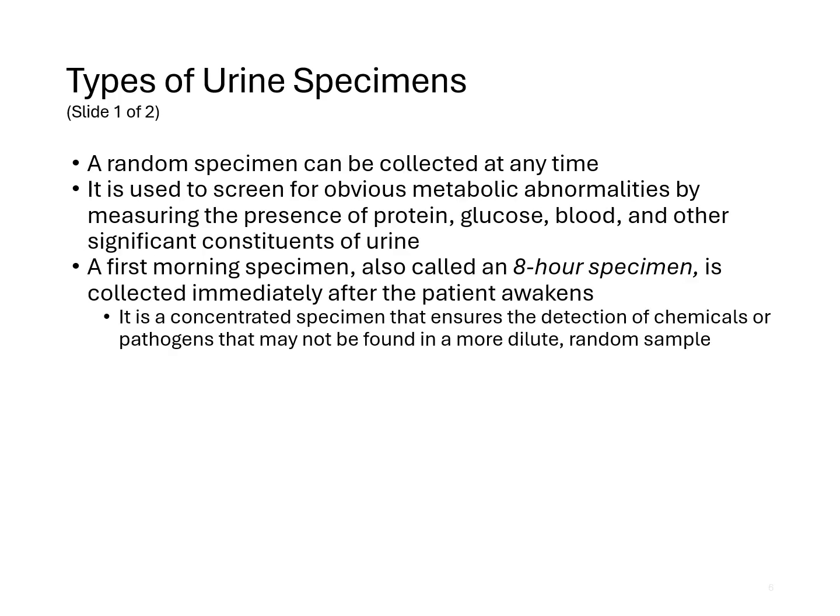There are different types of urine specimens as well. So a random specimen can be collected at any time. It is used to screen for obvious metabolic abnormalities by measuring protein, glucose, if there's blood in the urine, and any other significant constituents of urine.